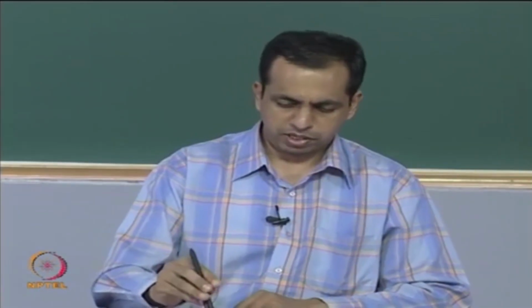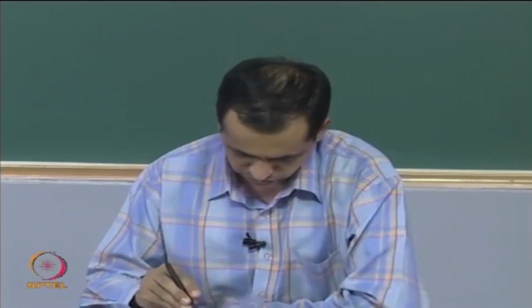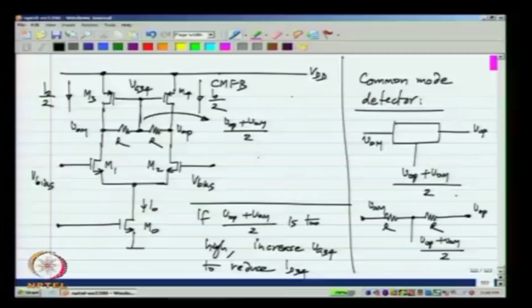Now, what happens if you apply a differential input? Let us say I have plus Vd by 2 and minus Vd by 2 here. What happens in that case is that there will be an incremental voltage in VOP and an equal and opposite incremental voltage in VOM. Now, because the voltage at this node is the average of the two voltages and the increments are equal and opposite, the voltage VG34 does not change at all.